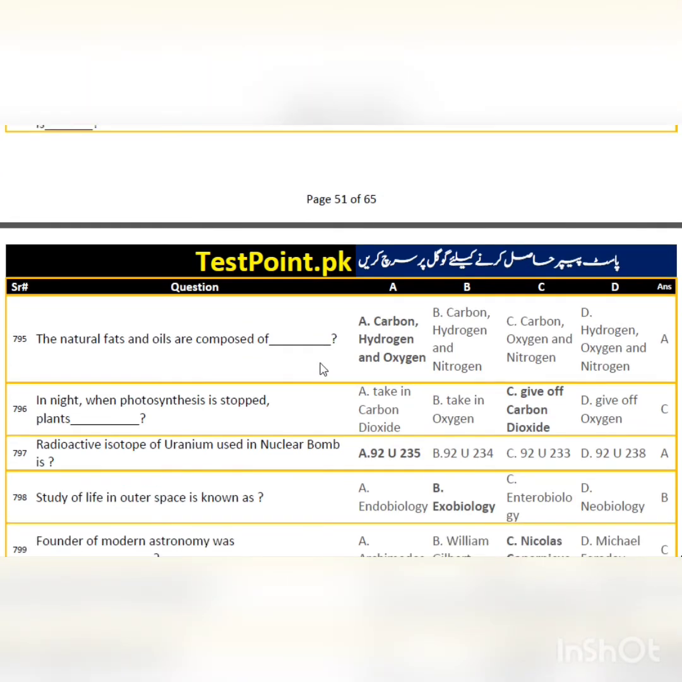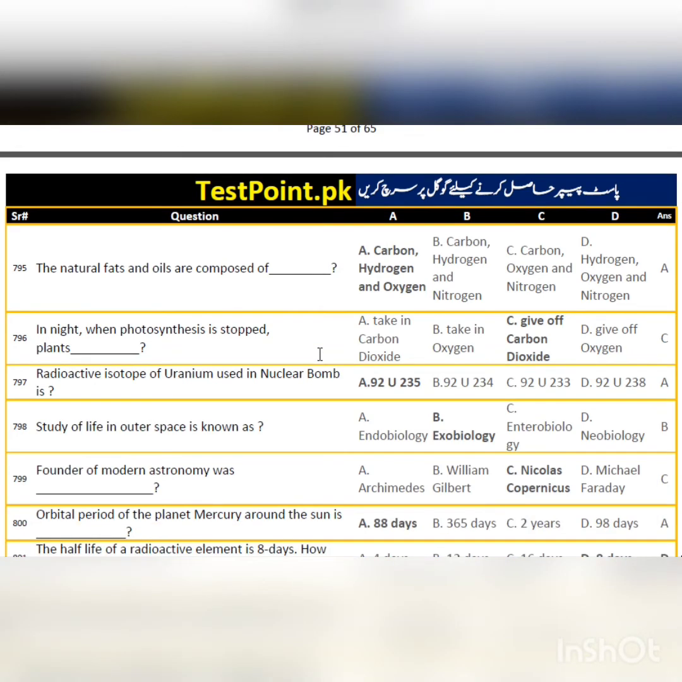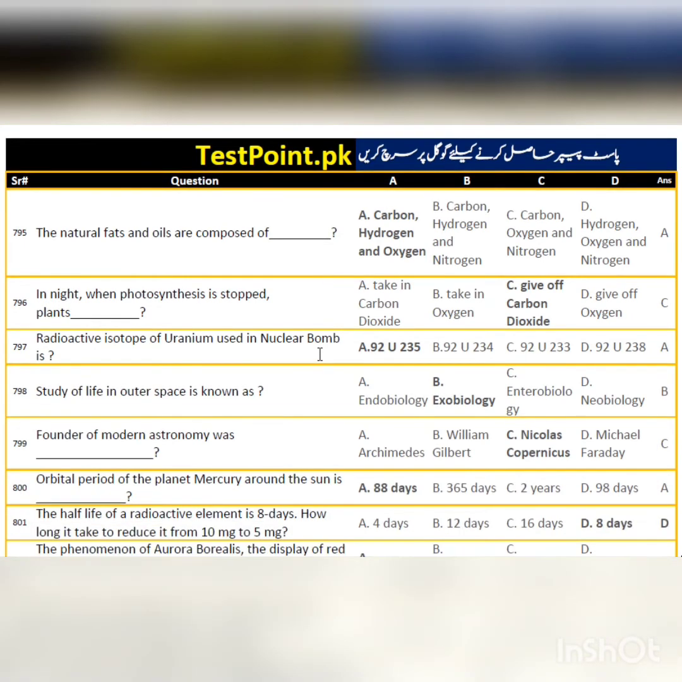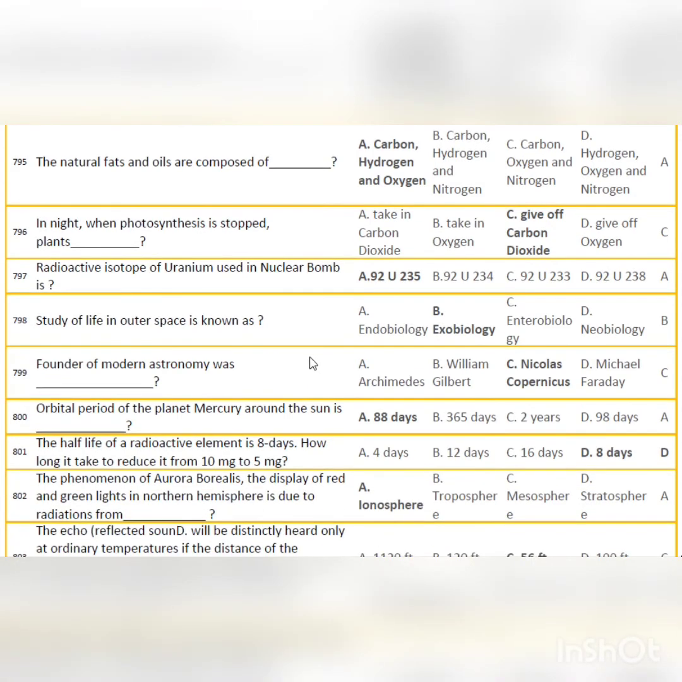Which triplet is the DNA code for valine? A. CTT, B. AGU, C. CAT, D. None of these. Answer is the D. None of these.